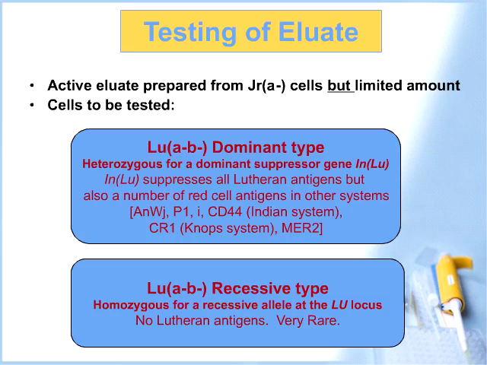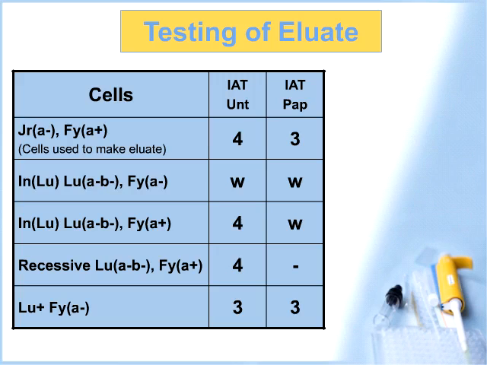And then there are Lutheran A neg, B negs of the recessive type, and these are homozygous for a recessive allele at the Lutheran locus. So they have no Lutheran antigens, but they don't have this weakening or suppression of other antigens in the different systems. They are extremely rare. I think we have 3. And this is the result of that testing.